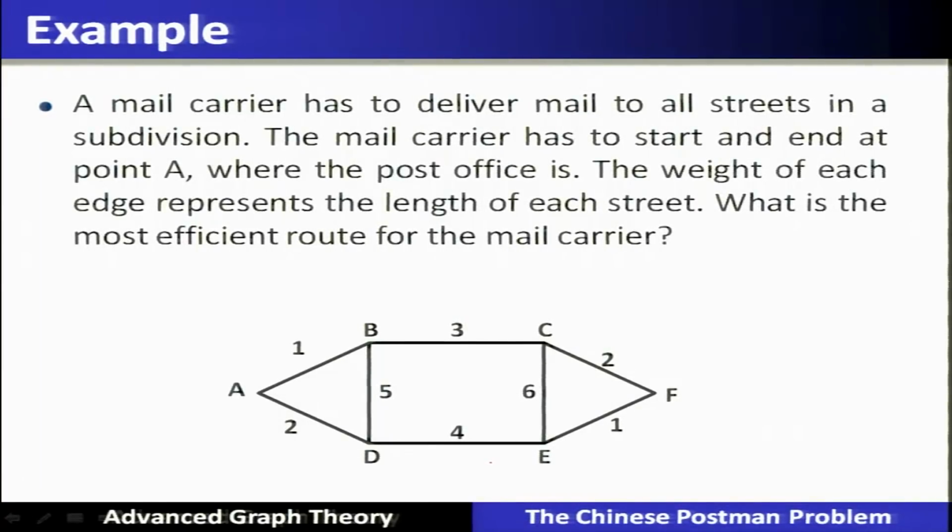So, here we have a mail carrier who has to deliver the mail to all the streets in the subdivision. The mail carrier has to start and end at A, where the post office is located. The weight of each edge represents the length of each street. We have to find the most efficient route for the mail carrier in this problem setting, and show it with the help of the Chinese postman algorithm which we have stated.